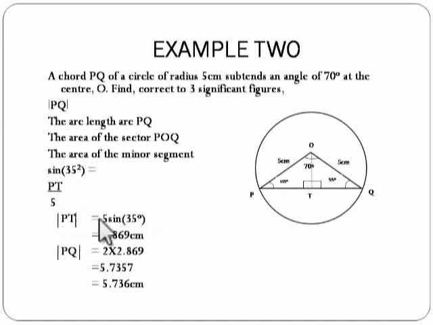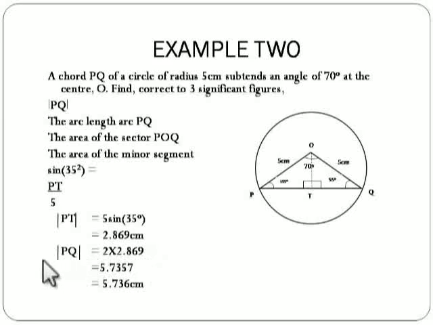So, to find PT, that's it: 5 sine 35. Where from the angle 35? Do you see that we have divided the angle 70 into 2? So that is what we are using. The other one, if you could remember, was angle 40, but we divided it into 20 and 20. It's the same thing we are doing here.